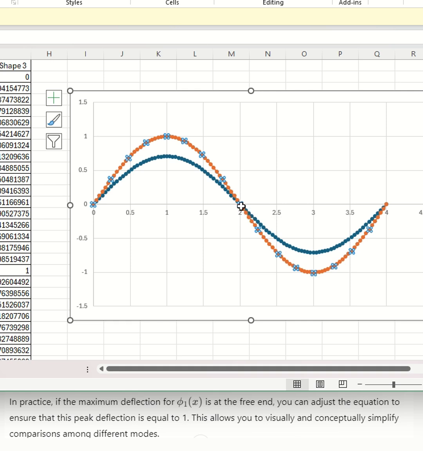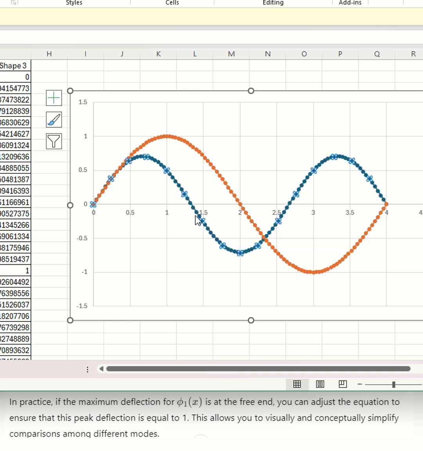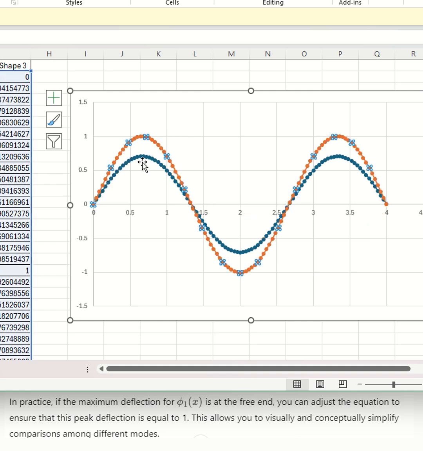The node means the point along which there is 0 displacement. So this is the normalized mode shape 2, and this is the absolute mode shape 2. If we take it to mode shape 3, this is mode shape 3, and we will see the normalized mode shape 3. This is the normalized mode shape 3.